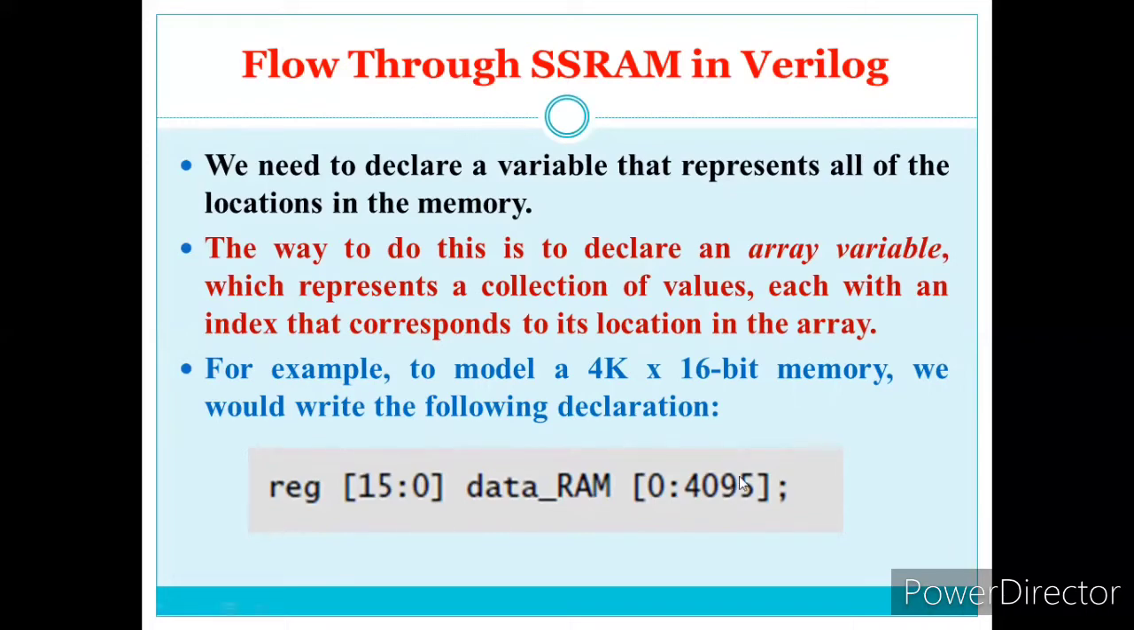Now, let us take a simple example, what we used in the previous example. The size is 4K, each of 16 bits. So if you observe 4K, it is 2 raised to 12. Okay, so it is 4096. As we know, memory starts from 0 and goes to n minus 1, so it is 4096 minus 1, which is 4095. So this is the size of the RAM, each of 16 bits. Each memory location acts like a register of 15 down to 0. So this is how we represent an array of memory in Verilog.